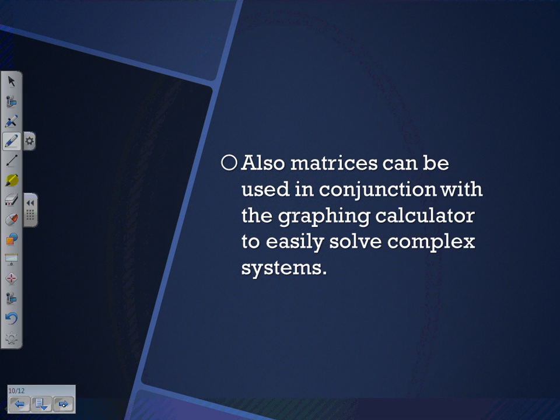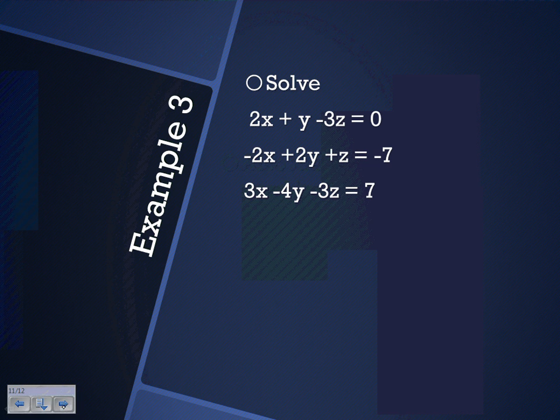So what we're going to do again can be used in conjunction with the graphing calculator to easily solve complex systems. By hand, probably fastest to do elimination or substitution if it's a linear one. If it's more than two variables though, this is how I'm going to want you to do it, is on the calculator. And I'm going to walk you through that on this next example.